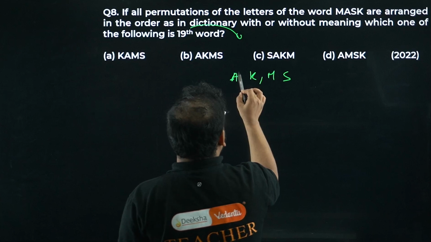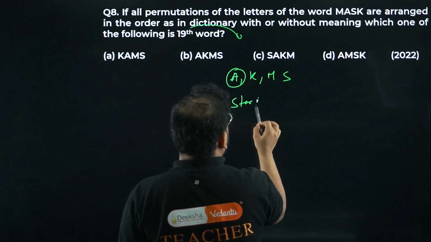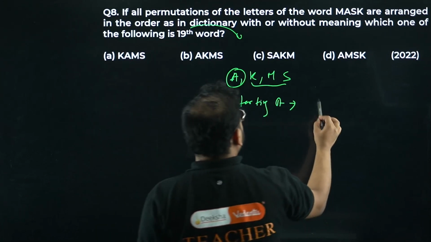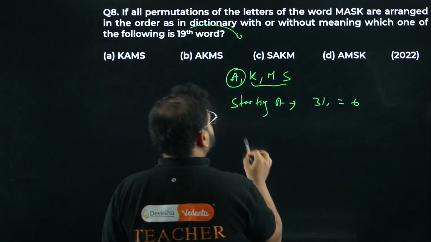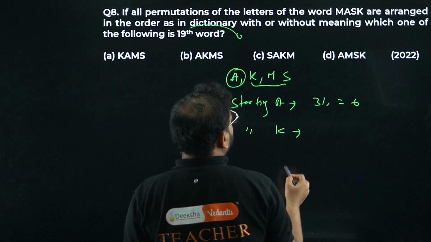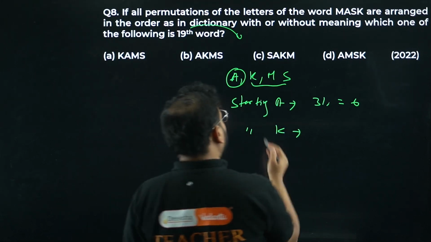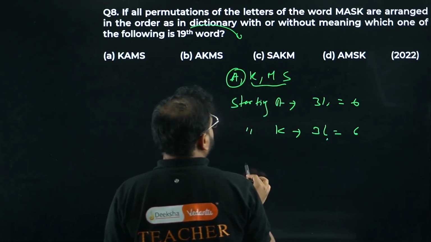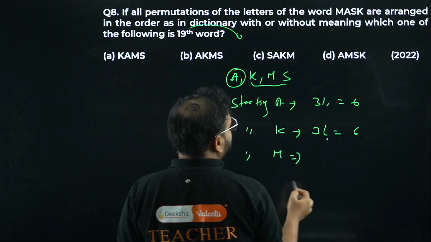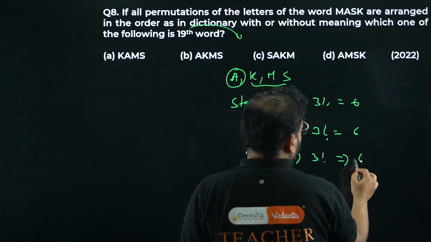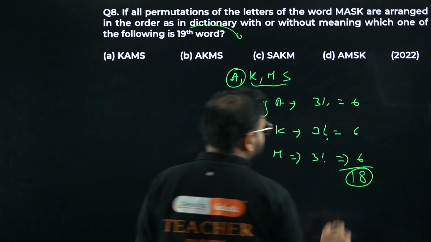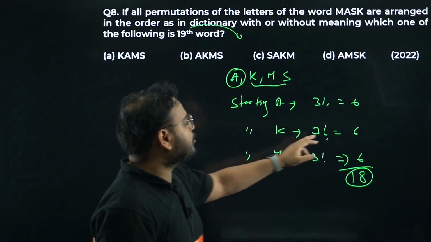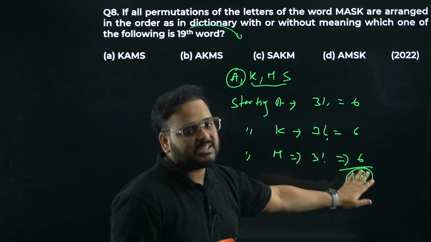If I start with A, how many words can be there? I can have 3 factorial ways to do this. How much is that? 6 different words will be there. Starting from K, I will have AMS again, so 3 factorial, one more time we get 6 only. Starting from M, again you have 3 factorial, which is 6 only. Add this, how many do you have? 18 so far. If you start from A, you get a total of 6 words. Start from K, you get another 6 words. Start from M, you get another 6 words. A total of 18 is done.